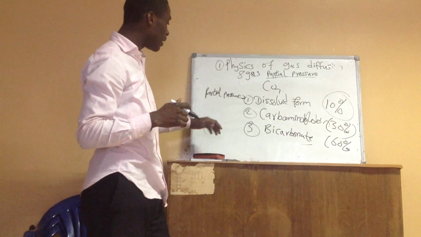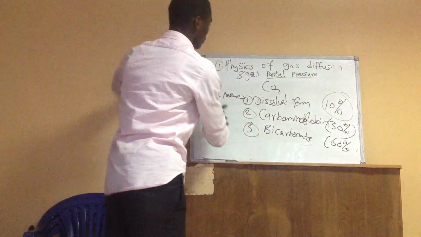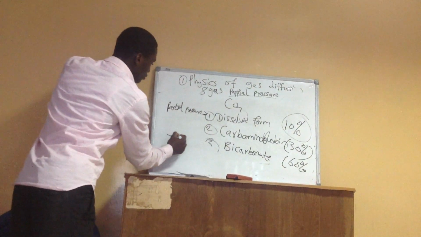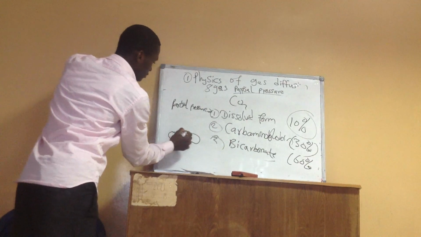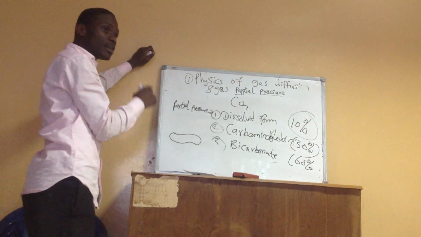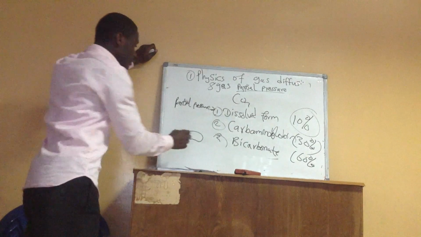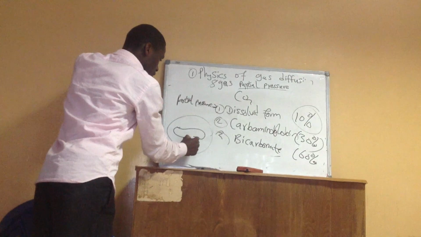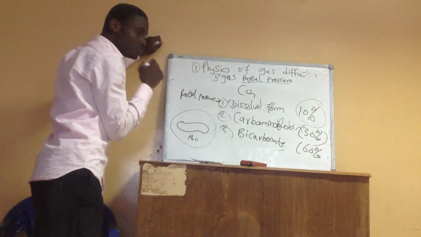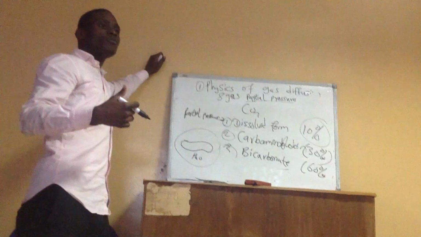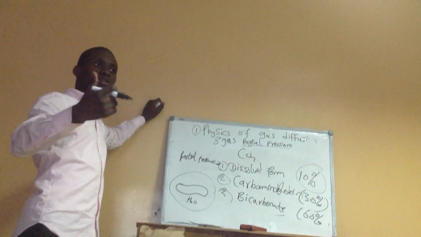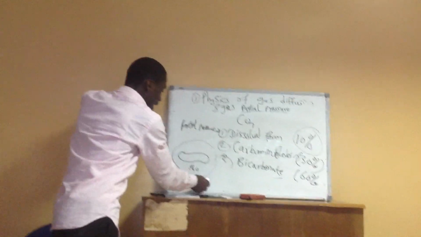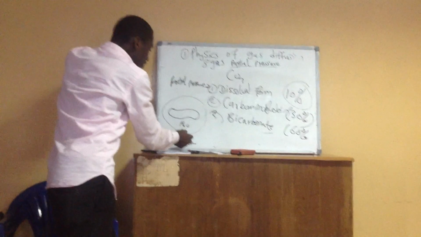Now, let's take bicarbonate. This is our red blood cell. It has a biconcave shape. And this is our blood, for example. And we know that in the blood we have water. Now, let's say there's a high metabolic rate in the body. What happens? You release CO2. These are our tissues. You release CO2 from the tissues.